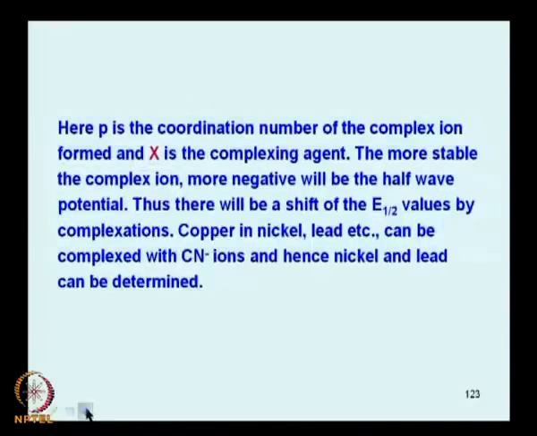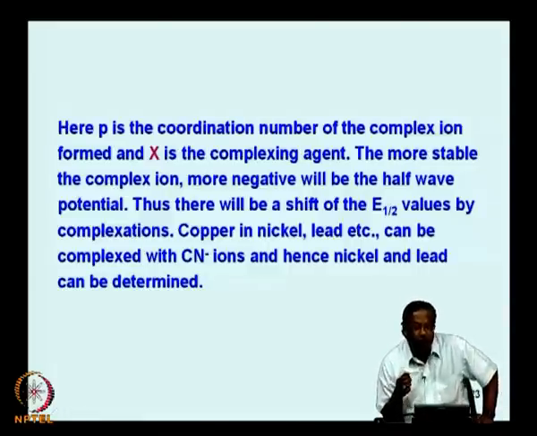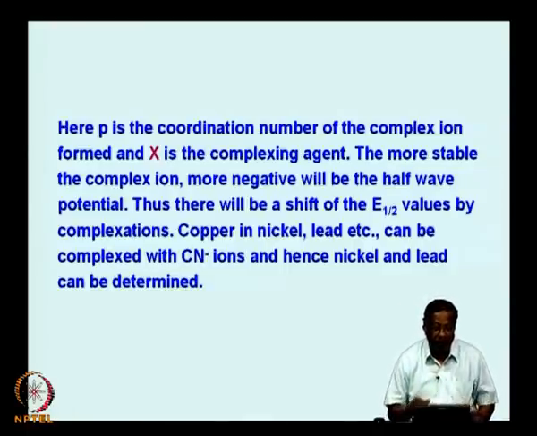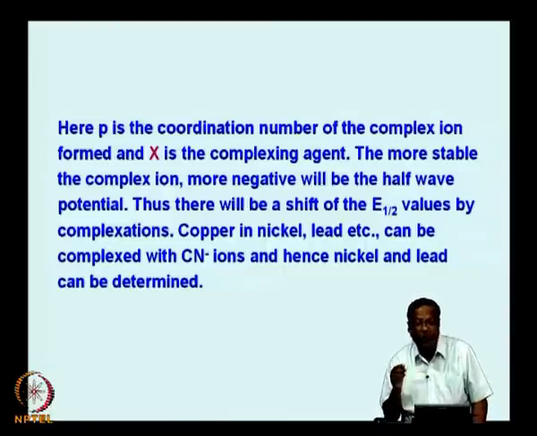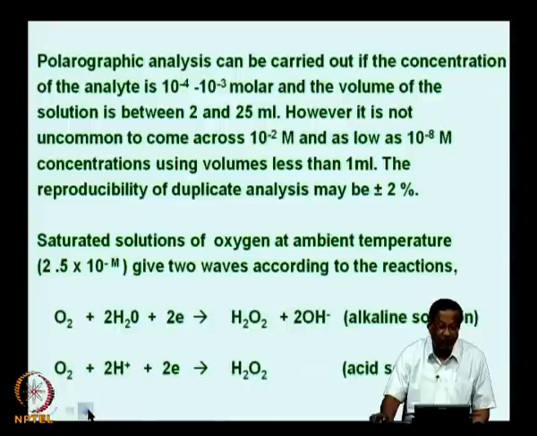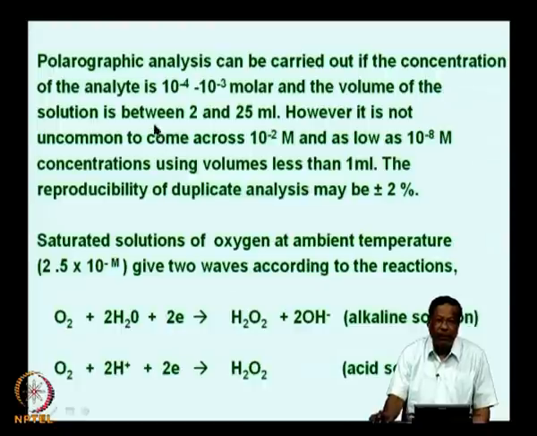So here p is the coordination number of the complex ion formed, and X is the complexing agent. The more stable the complex ion, the more negative will be the half wave potential. Therefore, there will be a shift in the E half values by complexation. So we can determine copper in nickel, lead, etc. We can complex them with cyanide ions, and hence nickel and lead can be easily determined because their instability constants will change.